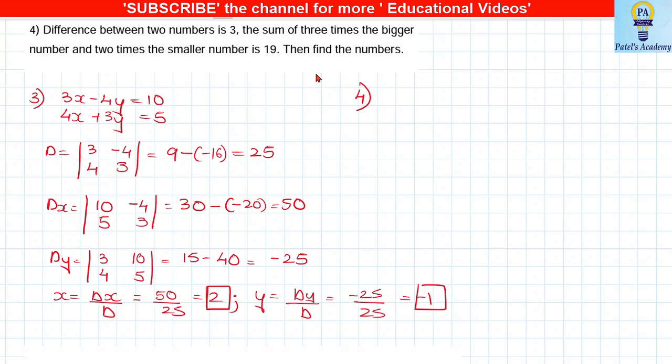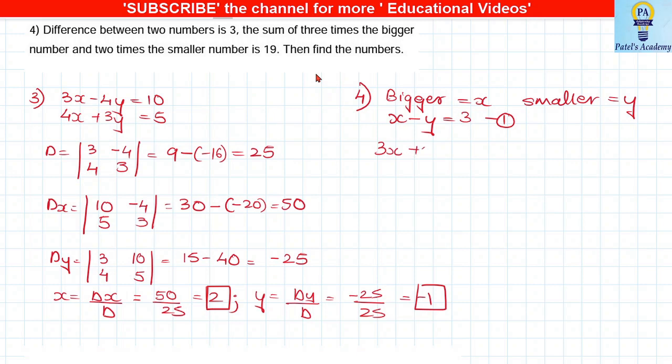The difference between the two numbers is 3, and the sum of 3 times the bigger number and 2 times the smaller number is 19. Okay, so I'll take the bigger number as x and the smaller number as y. The difference is 3, means what? The bigger number minus the smaller number is 3. And they have given the sum of 3 times the bigger number, that is 3x, and 2 times the smaller number, plus 2y, equals 19.